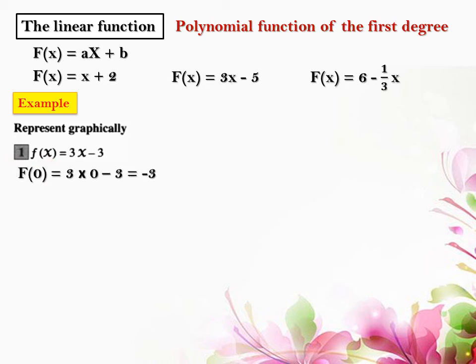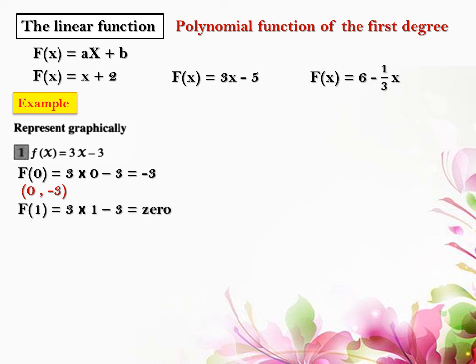Let's see. The first value 0, so f of 0 equals 3 times 0 minus 3 equals negative 3. We have two values, 0 and negative 3. 0 is x and negative 3 is y, or f of x. So we can form the ordered pair 0 and negative 3.